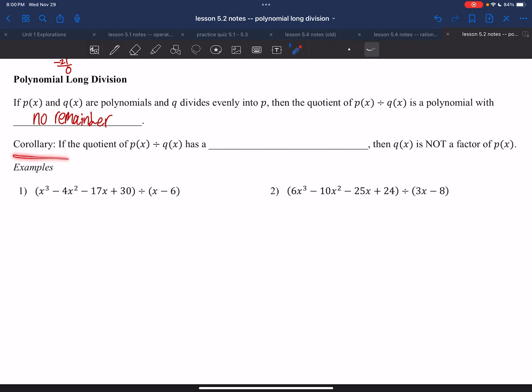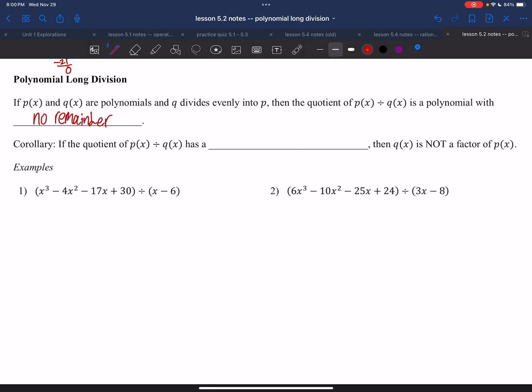Next is a corollary. What a corollary is, it's just kind of a logical conclusion of another logical statement. So because I've said this thing before, logically the next statement follows. And you don't have to prove it or anything like that. A corollary just kind of directly comes from another thing. There's your math vocabulary for the day.